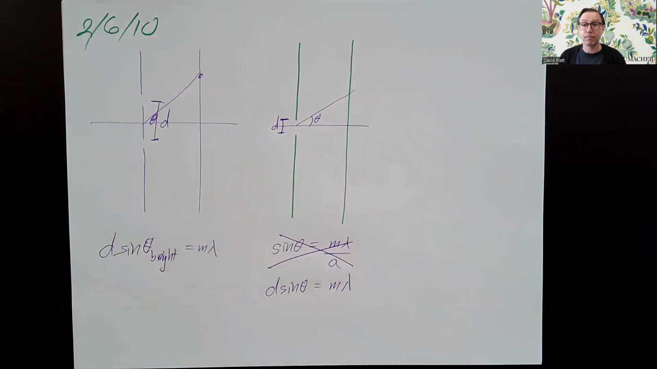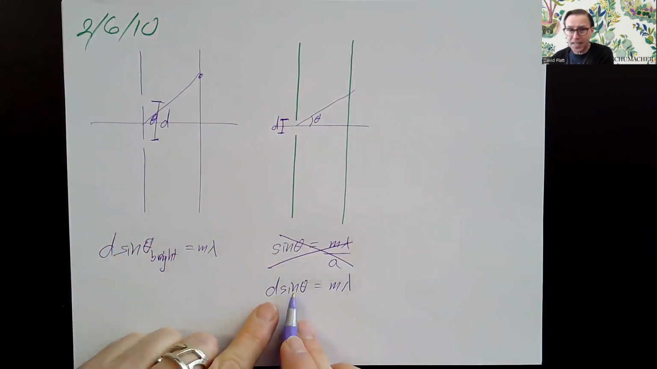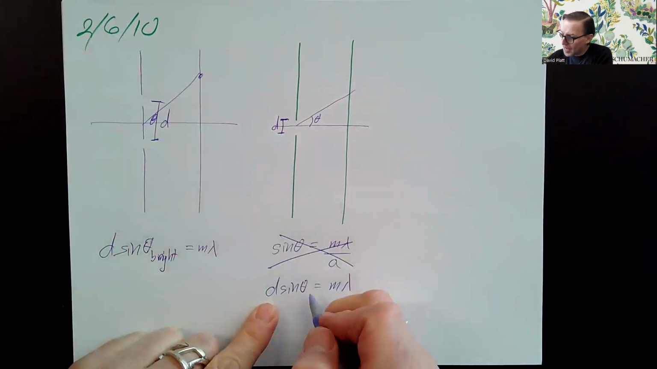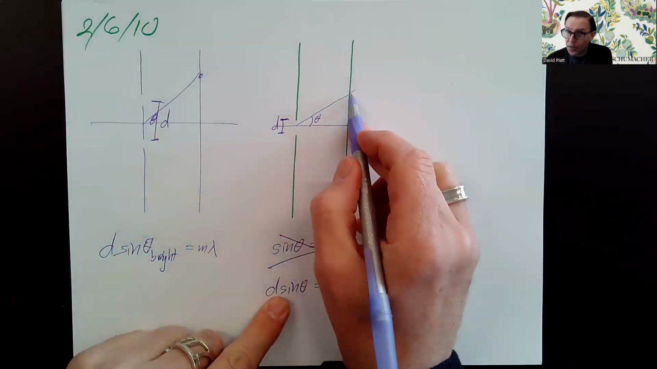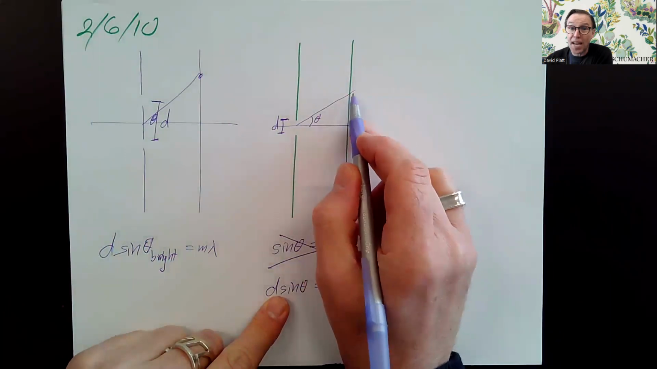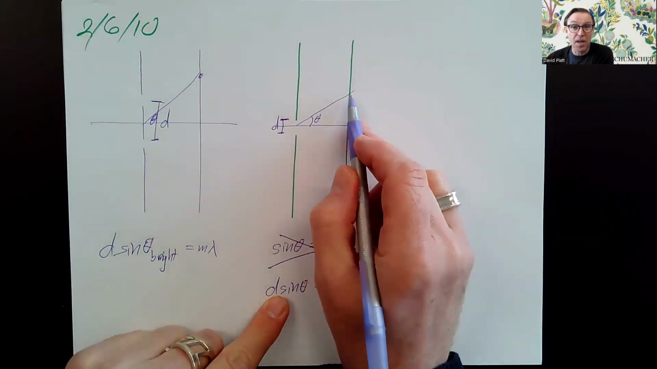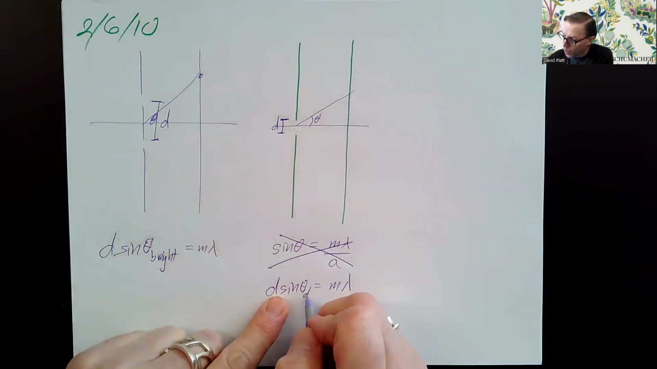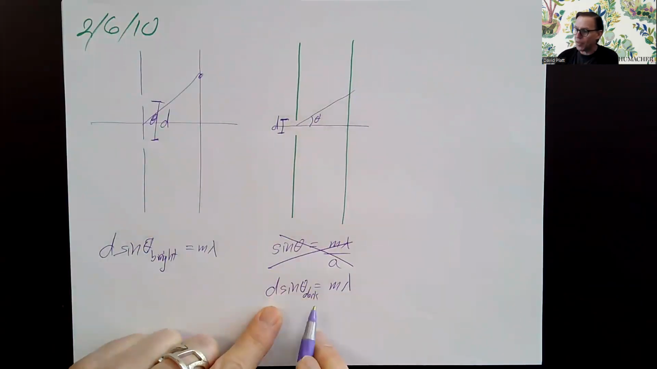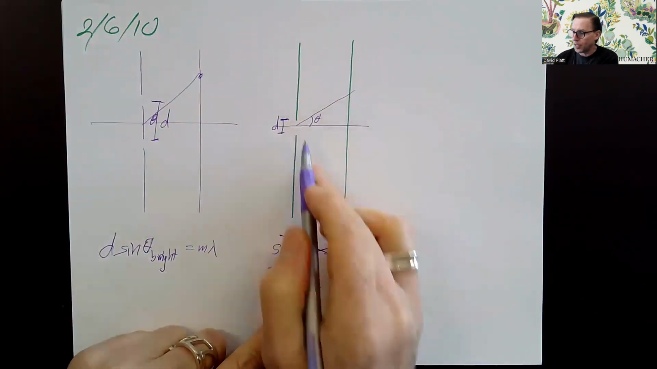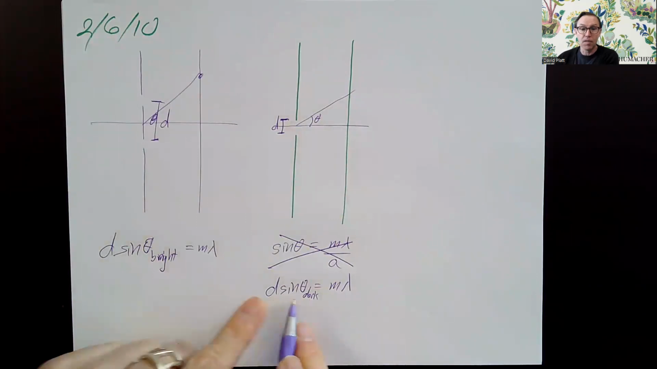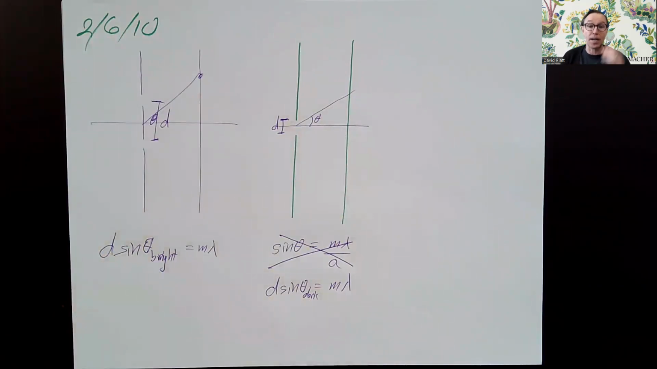Same equation. The only difference is that this, for the single slit, gives you not the location of the first bright fringe or stripe, but the first dark one. That is the one difference you have to remember about this equation: for single slit, it gives you where darkness happens. For double slit, it gives you where brightness happens.